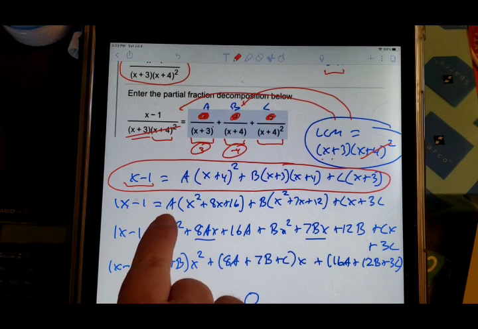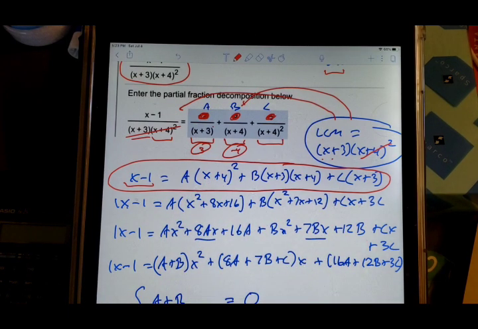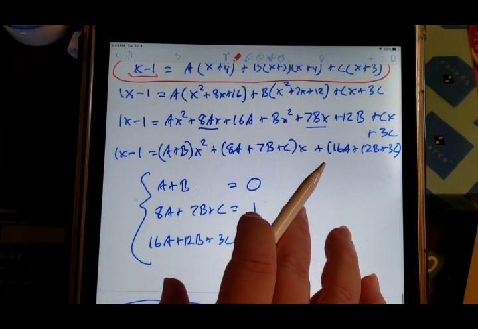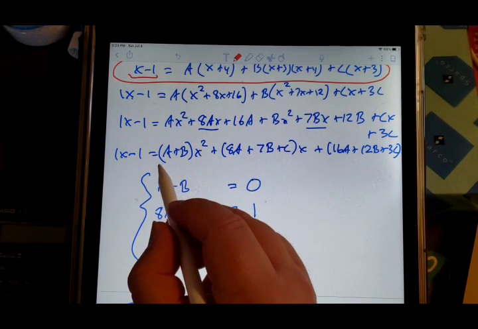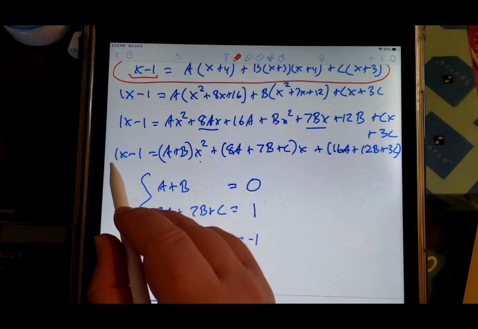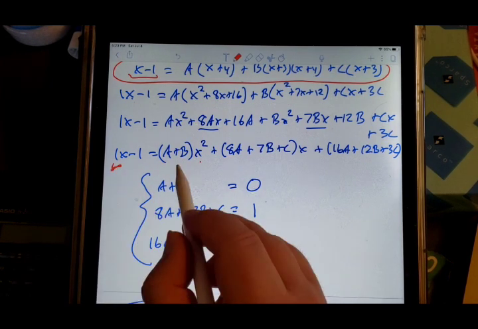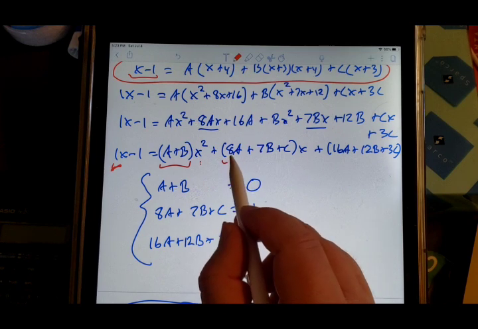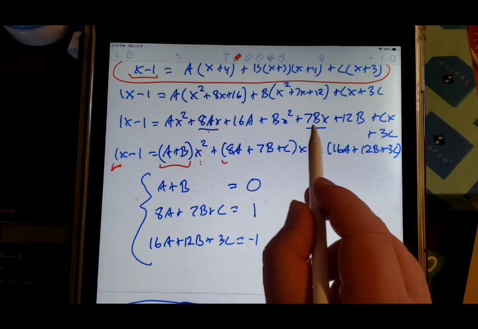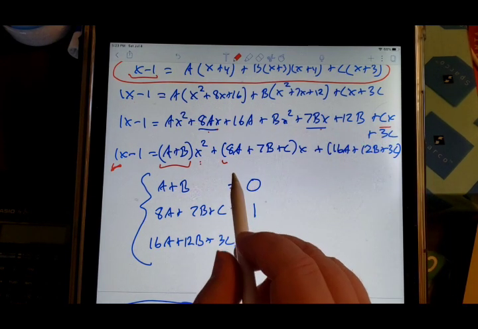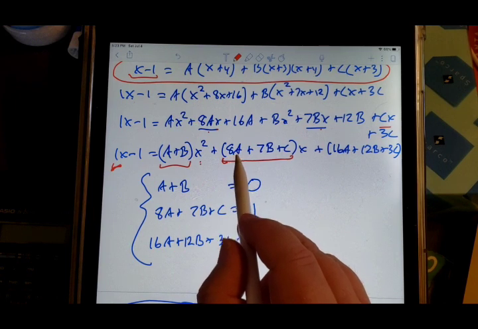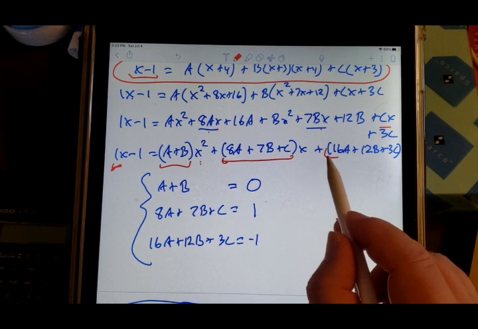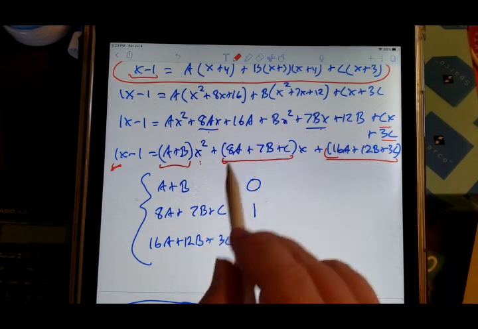1x minus 1, multiplying everything out. It gives me this system of equations. Well, let's look at our last equation here. Multiply everything out. I get a plus b x squared. I get, if I just take all the terms with just x in them, there are 3 terms, and I put all those together, and it's 8a plus 7b times x. And then the parentheses is just for emphasis, but these are just the constant terms.